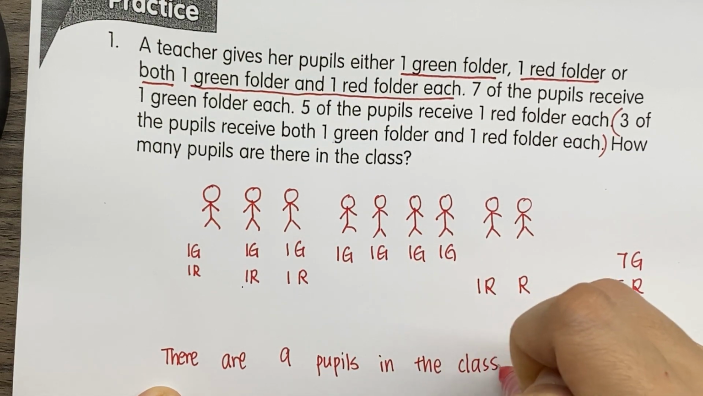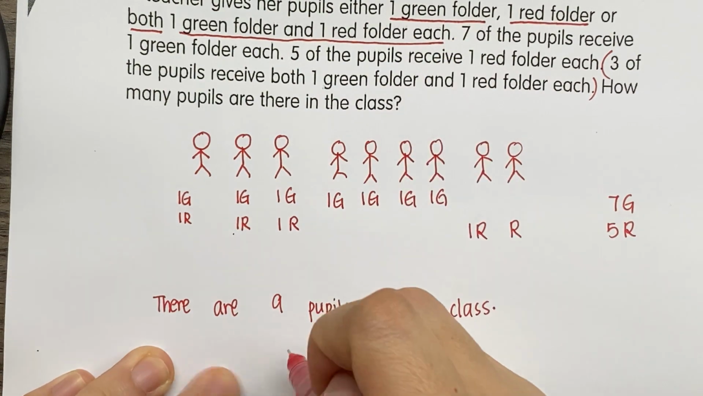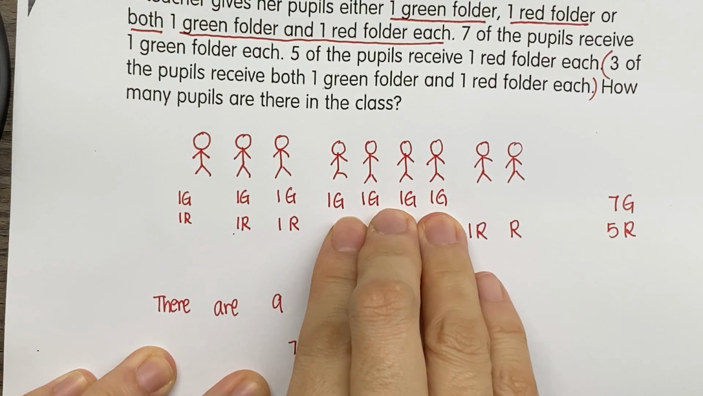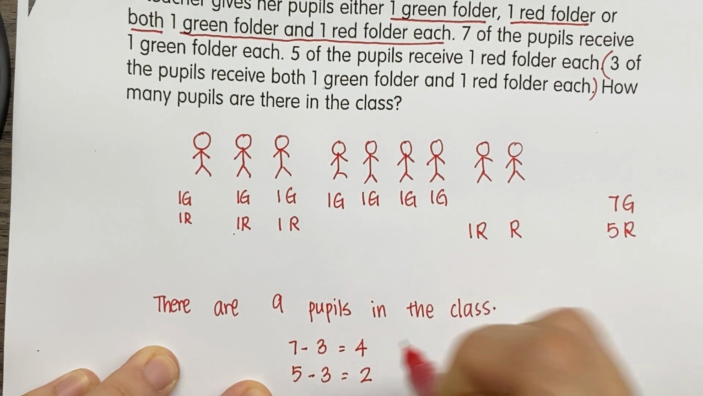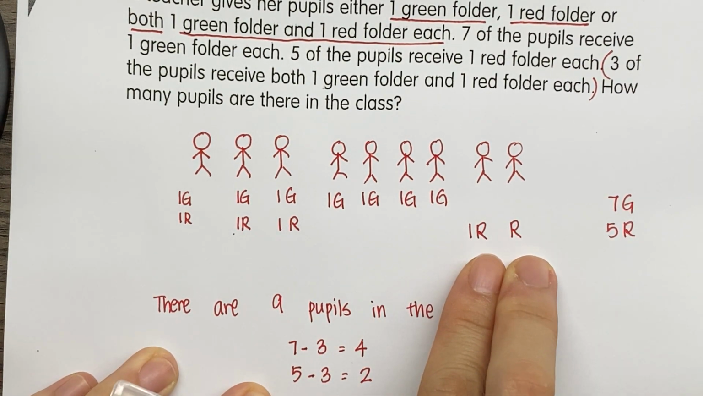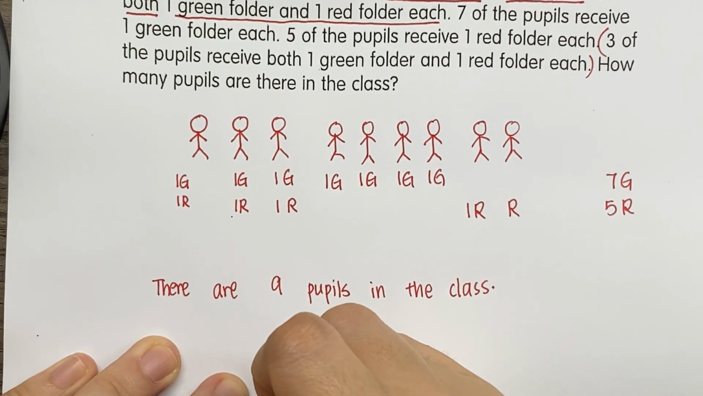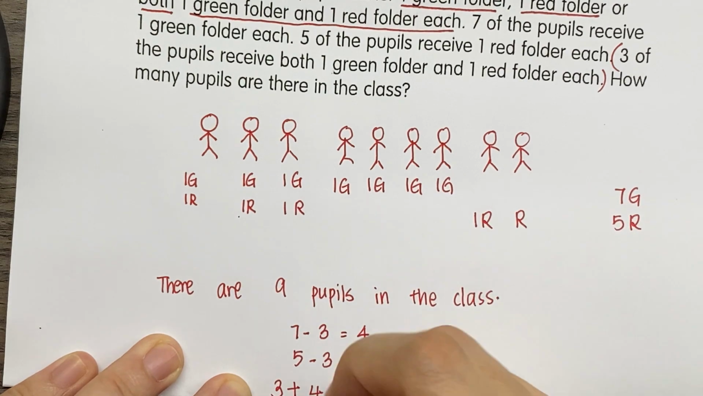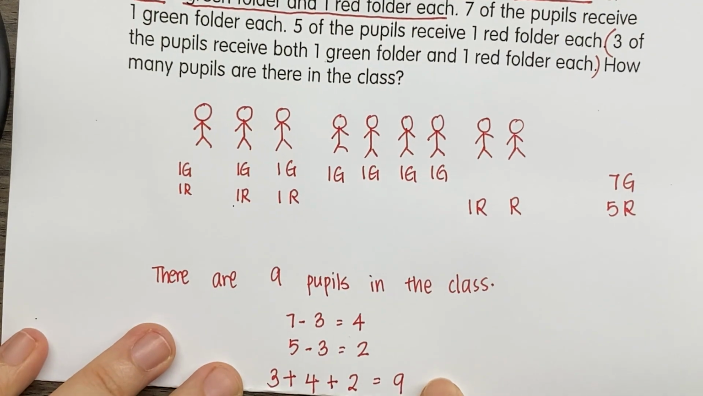Now what happens if you don't want to draw the diagram? You realize that I can actually do this without drawing the diagram. I can actually use an equation to do it. I can start with 7. 7 take away 3, I'm left with 4. These 4 are the pupils with only green. So I'm going to do the next one, which is red. 5 minus 3 equals 2. So I have these 2 pupils with only red. So now I'm going to add the pupils with both folders, which is 3, plus the pupils with only the green folders, which is 4, plus only the pupils with red folder, which is 2. My answer will be 9 as well.